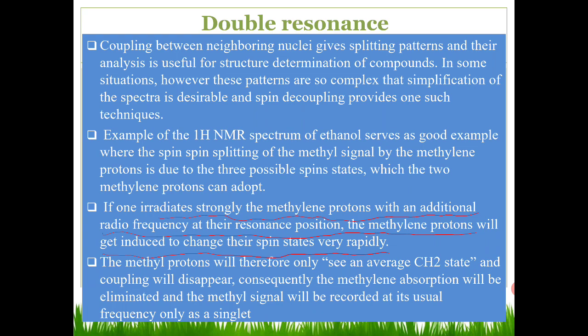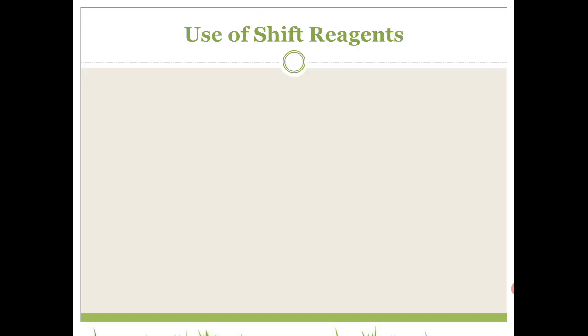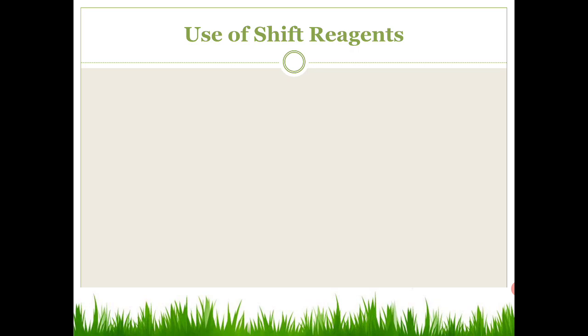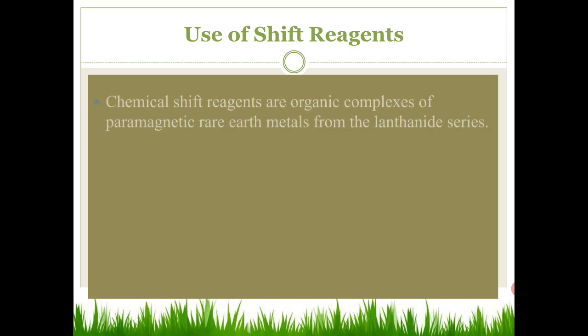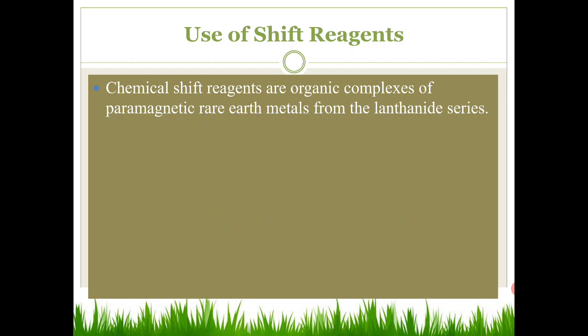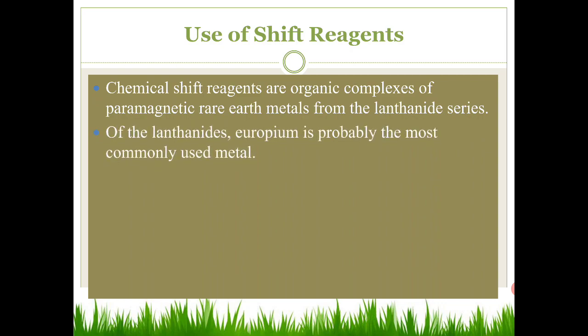So the method may be different in deuterium decoupling, but it works almost the same way. And the other one, which is very important and many times appeared in question papers, is using a shift reagent. The chemical shift reagents are organic complexes of the paramagnetic rare earth metals from the lanthanide series. Of the lanthanides, the most commonly used metal is europium.